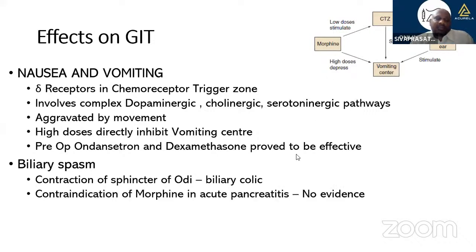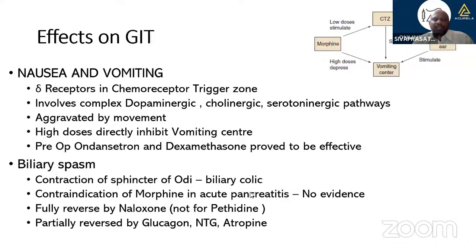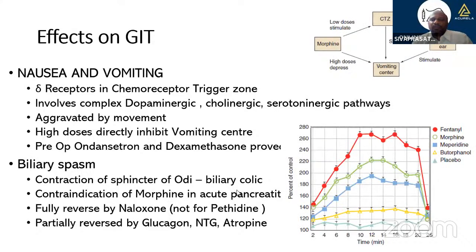And in calculus pancreatitis, you can use morphine. There is no evidence that it produces more colic. And this biliary spasm is fully reversed by naloxone. Specifically, pethidine cannot be reversed by naloxone. Other agents, glucagon, NTG, atropine, all these can reverse it. If you look at which drug produces maximum biliary spasm, it is fentanyl, and butorphanol produces the least amount of biliary spasm.